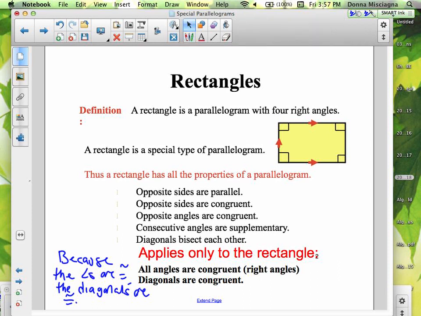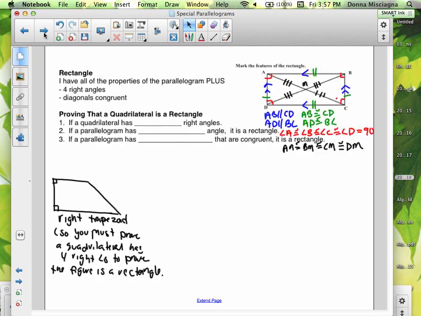So let's take a longer look at the rectangle. So you have this in your notes. Right? So the rectangle has all of the properties of the parallelogram, and if you ever forget those, you could always review your notes on parallelograms, plus 4 right angles and diagonals that are congruent. In your notes, you have a rectangle, and you're going to mark all of the features.